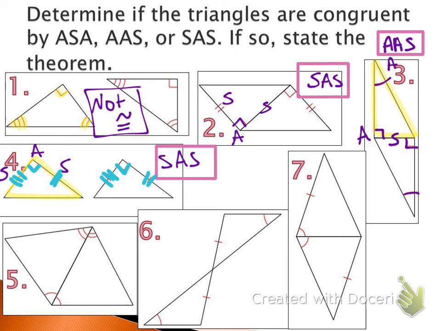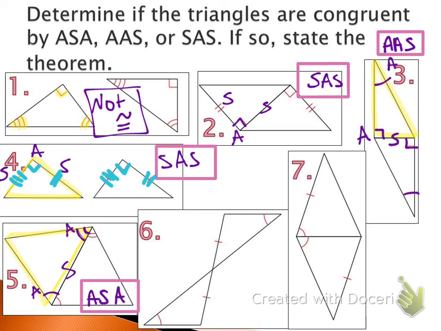Not quite. That's good. There's not 2 sides. All right, number 5. What's marked congruent? Angles, right? We got 2 angles. What else is understood? Side. Is the side in the middle of them? Yes, so that is angle, side, angle.